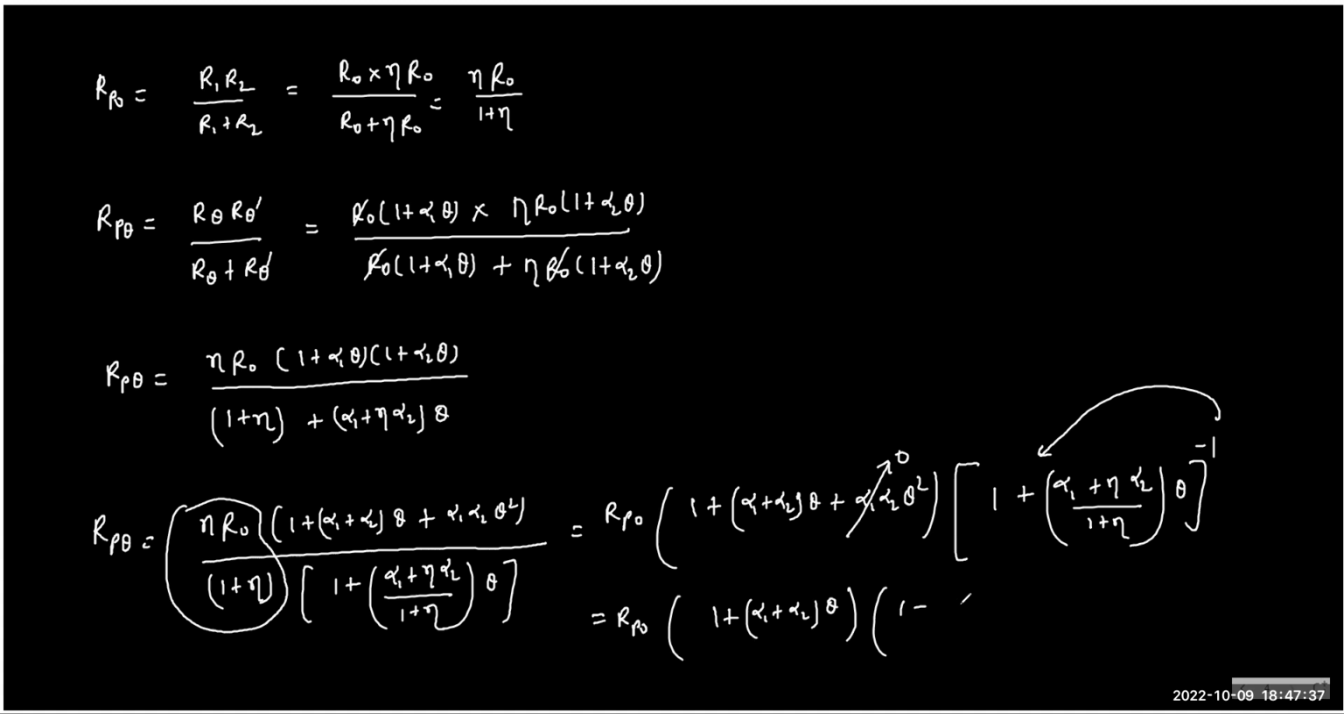1 minus. Okay, so again we have to do the multiplication. So let's do the multiplication. So ignore the terms which are coming as a multiplication, just keep the single term. So that's why I said it's a lot of manipulation.